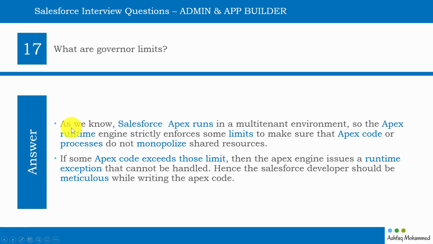This is just an example, but we have many such governor limits in Salesforce. If you see the definition, as we know, Salesforce Apex runs in a multi-tenant environment. So the Apex runtime engine strictly enforces some limits to make sure that Apex code or processes do not monopolize shared resources. If some Apex code exceeds these limits, then the Apex engine issues a runtime exception. So Salesforce stops immediately if they try to go beyond the limits.